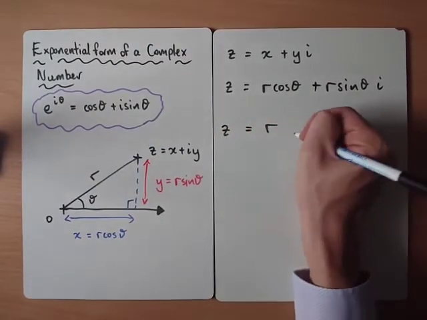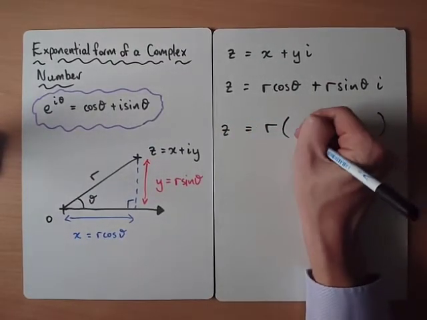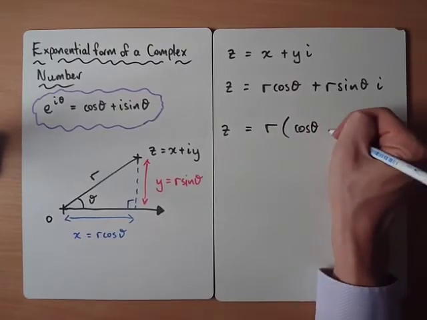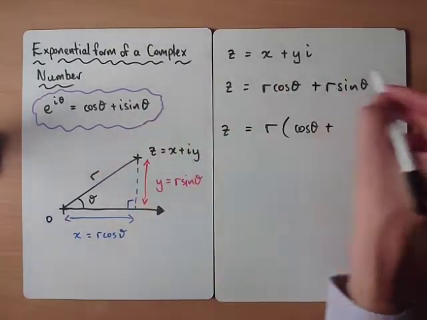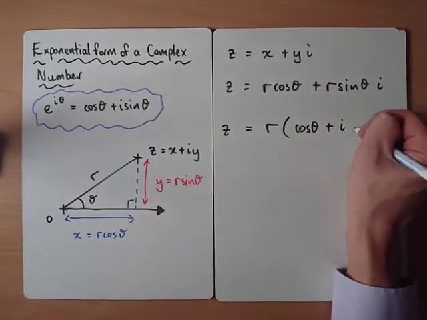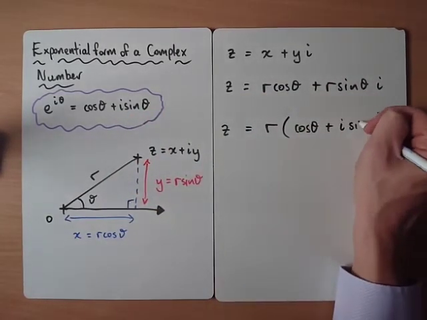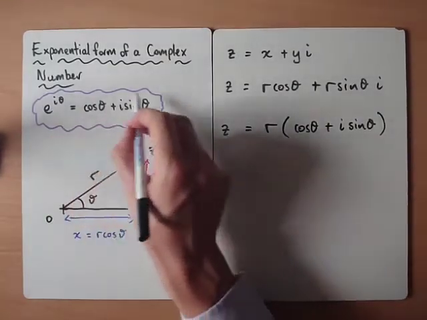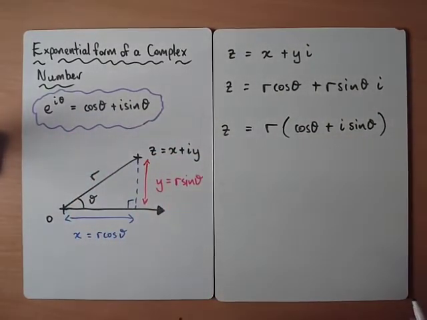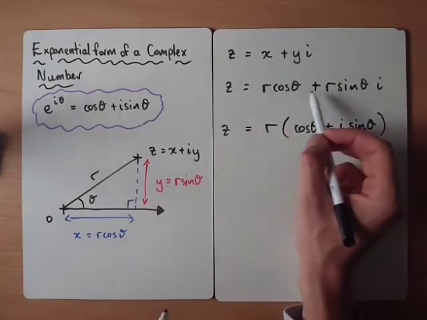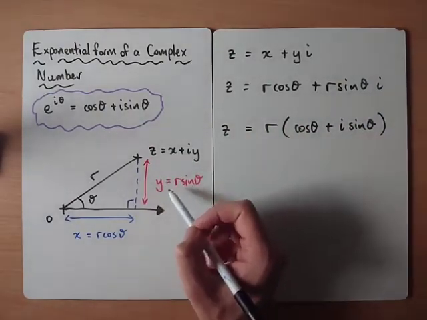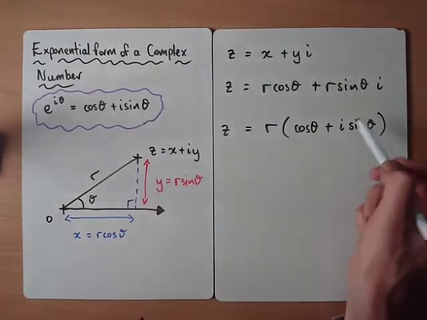And if we take a factor of r out, does this look familiar? Cos theta plus i sin theta. I know I'm a little bit inconsistent in where I'm placing i. I normally write it at the end, but in this identity it is written at the front, so I should write it at the front. So Cartesian form, we know about polar. We know x is r cos theta, y is r sin theta.